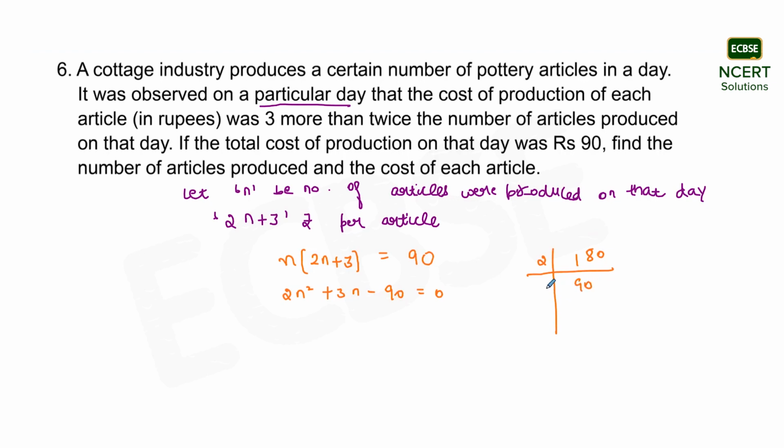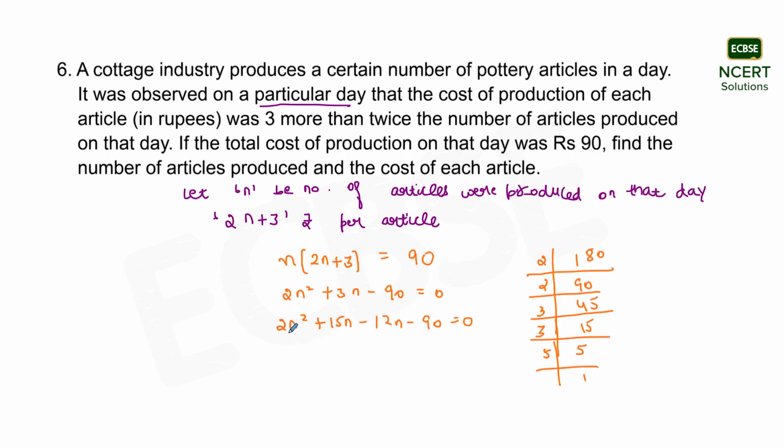Performing the prime factorization of 180, it will be 180, then 90, then 45, then 15, then 5 and then 5, right? So here the two terms come out to be plus 15n and minus 12n. And we can see clearly that the sum comes out to be equal to plus 3n and the product is equal to minus 180n square. This means the terms we have split the middle term into are the right ones.